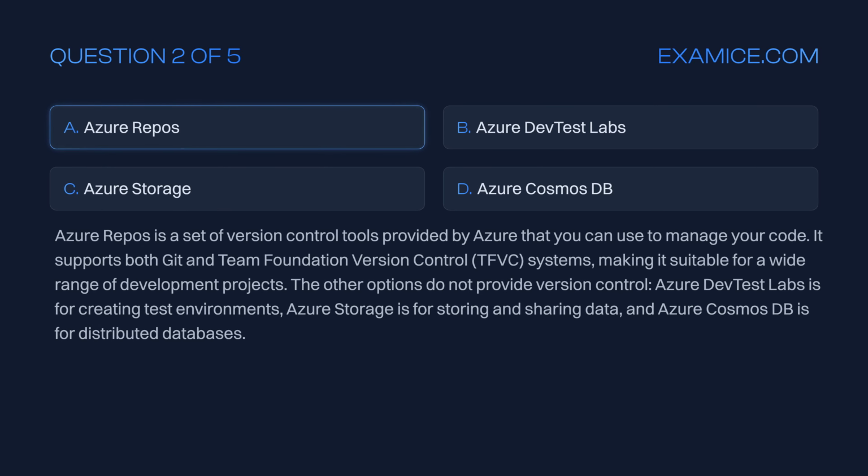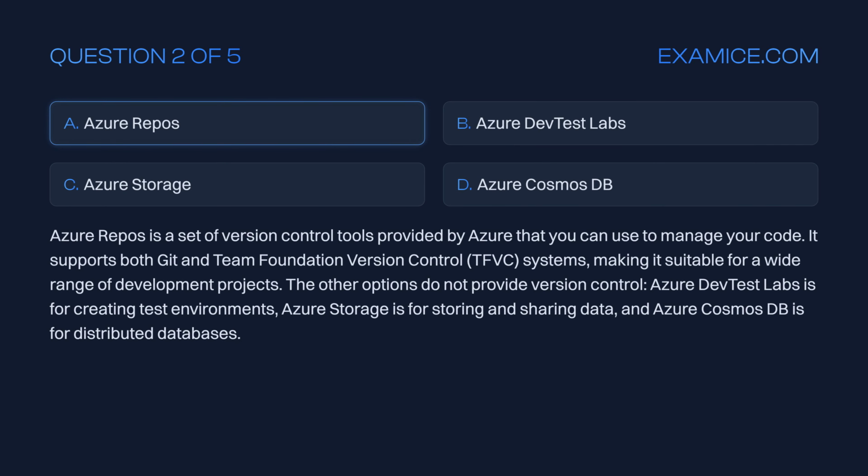The answer is option A. Azure Repos is a set of version control tools provided by Azure that you can use to manage your code. It supports both Git and Team Foundation version control systems, making it suitable for a wide range of development projects. The other options do not provide version control. Azure DevTest Labs is for creating test environments, Azure Storage is for storing and sharing data, and Azure Cosmos DB is for distributed databases.